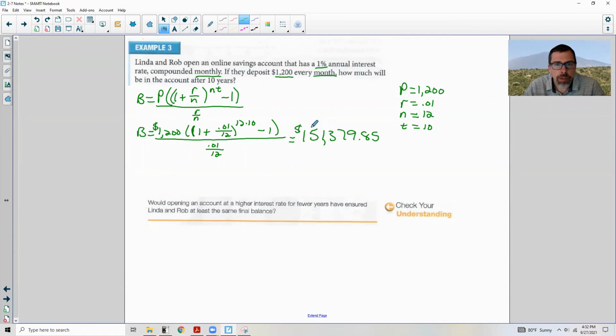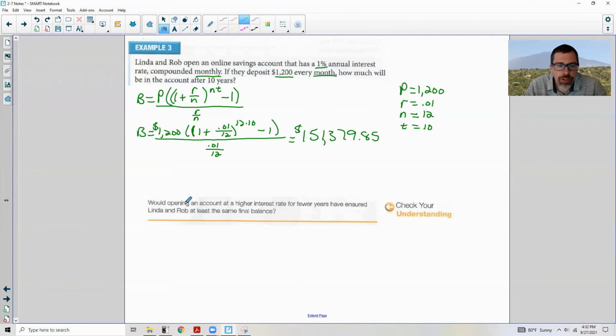Okay. So in 10 years, if you're depositing $1,200 a month, that's $14,400 a year times 10 plus the interest. So it's $151,379.85.